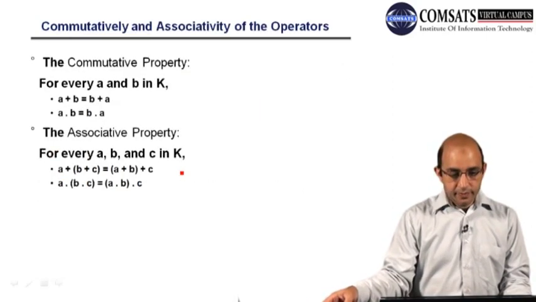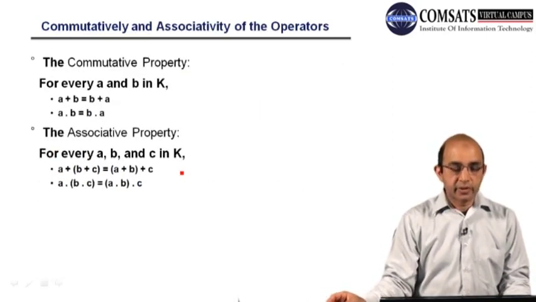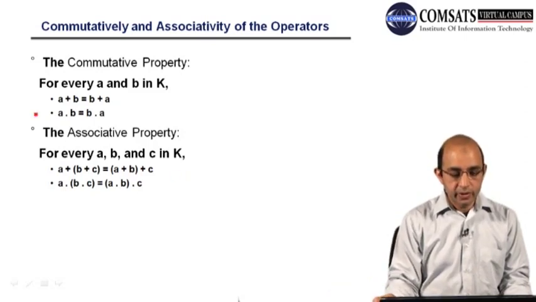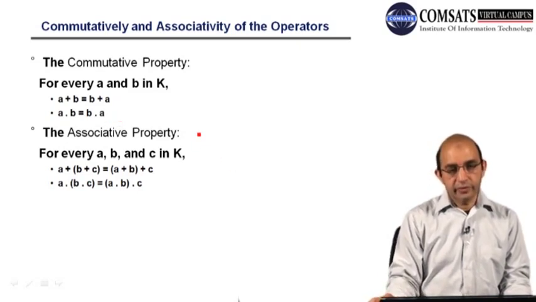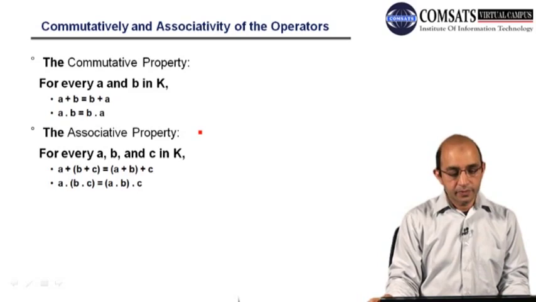Okay, so this is the commutative property. You can commute the inputs, or we can say A plus B is equal to B plus A, so it will not make any difference. So they are commutative, right? Similarly, if you have A dot B, you can write it B dot A, so they are also commutative. Then we have the associative property.